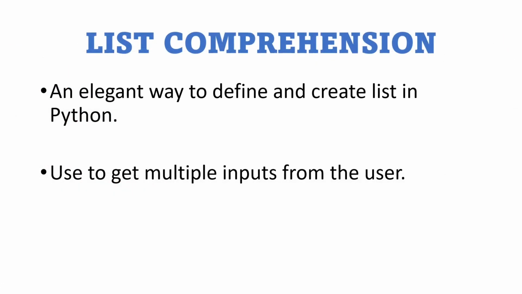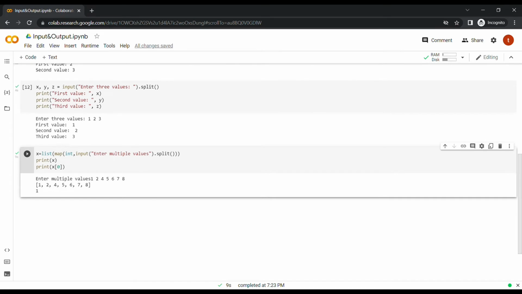Next is list comprehension. List comprehension is an elegant way to define and create lists in Python. We can also use it for getting multiple inputs from the user. Let's see an example for list comprehension now.